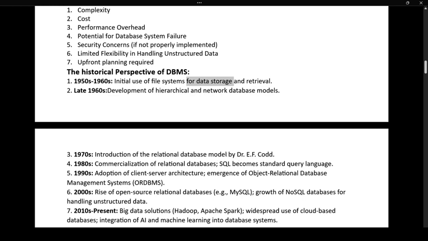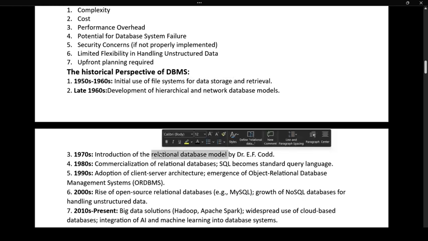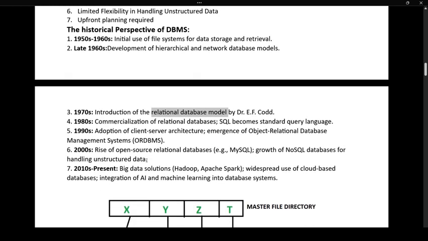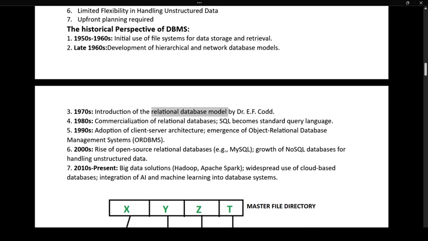They introduced relational database models. In the 1980s, commercialization of relational databases, and SQL became the standard query language. Then in the 2000s, rise of open source relational database management systems, for example MySQL. This keeps rapidly developing, and new features keep being added.